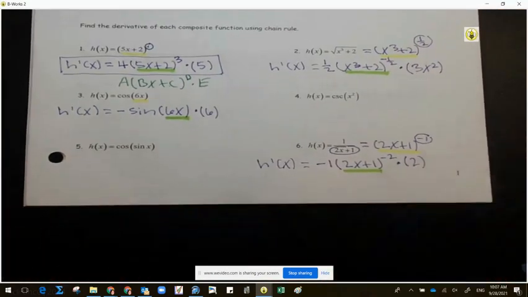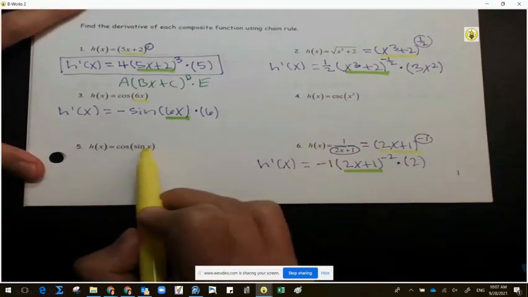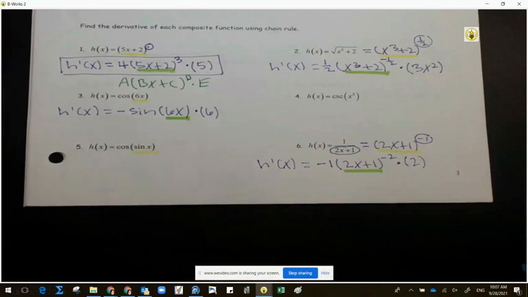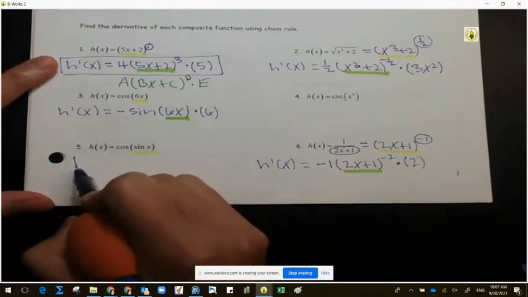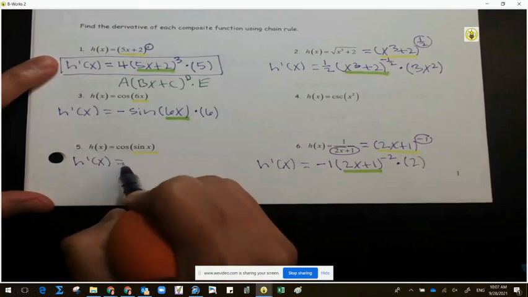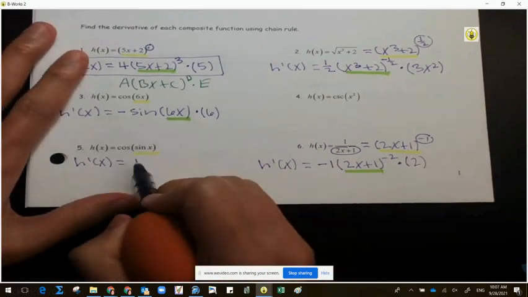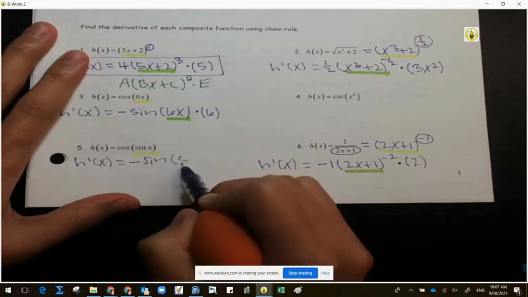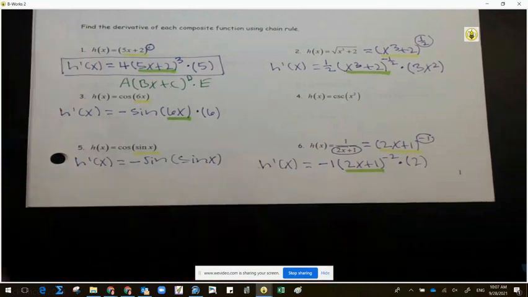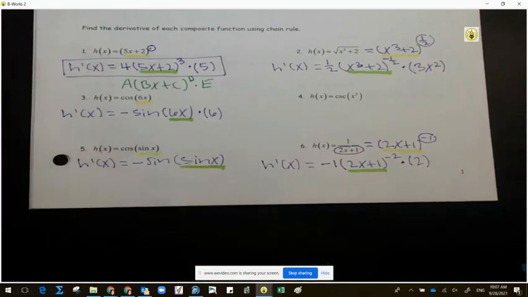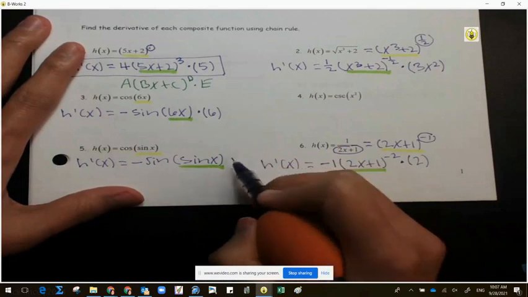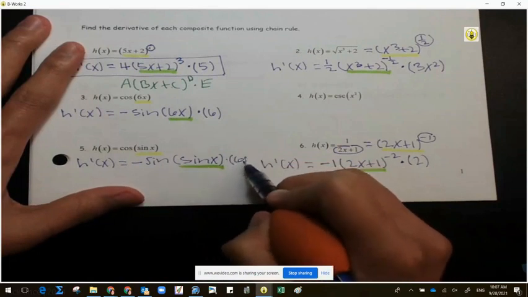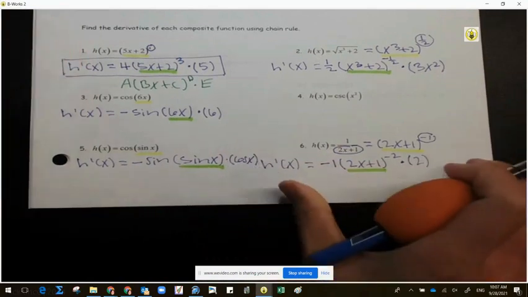On number 5, which is a part that I'm going to underline to keep as it is for the beginning? Sine of x. So let's write out, we have h prime of x. What is a derivative of cosine? Negative sine. You keep the inside, sine of x. And then let's go ahead and underline that inside to derive. What is a derivative of sine of x? Cosine of x. Hopefully y'all have more room.